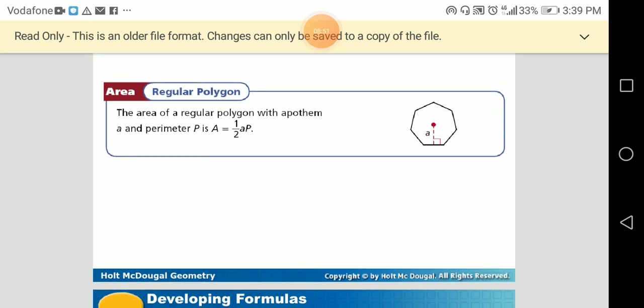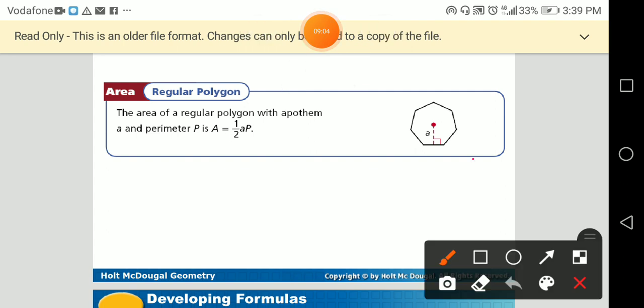So the rule here to memorize is the area of the regular polygon with apothem. So I'm going to have an apothem here and I'm going to have a perimeter. Remember, the perimeter is the sum of the sides. The perimeter is the sum of the sides of the figure. And what about the apothem? This is the apothem, guys.